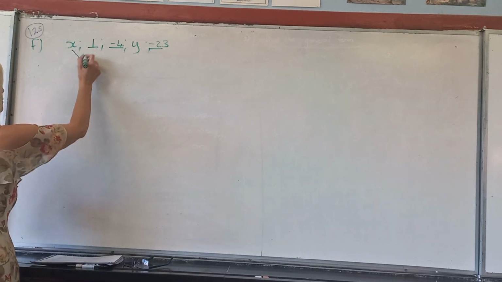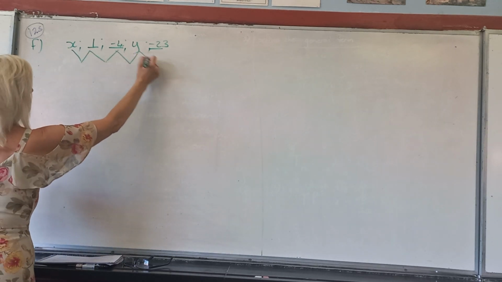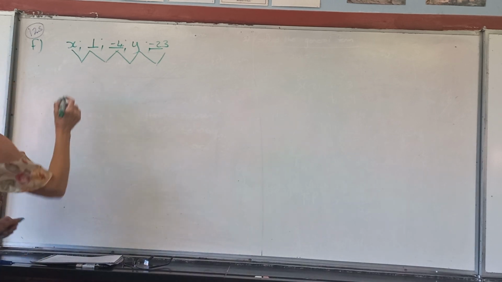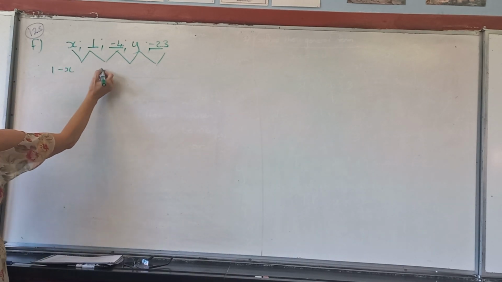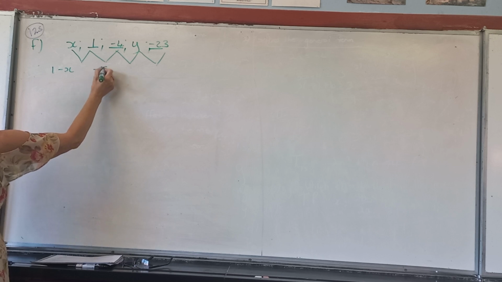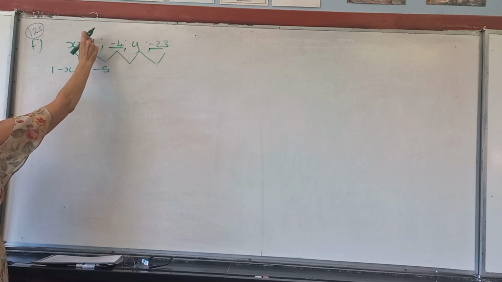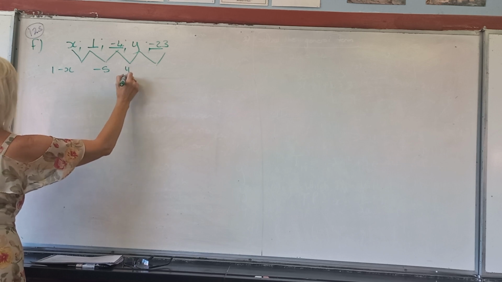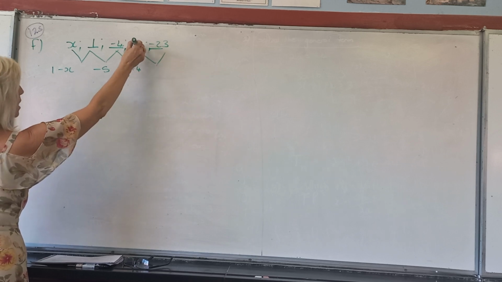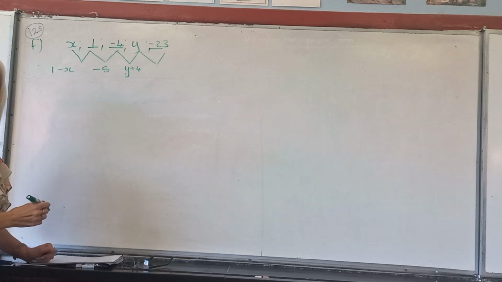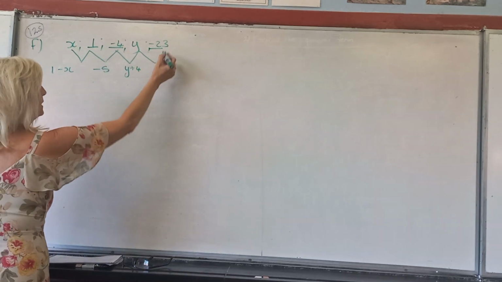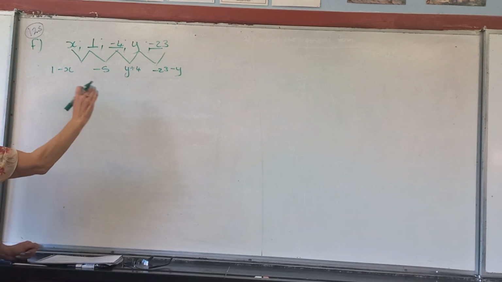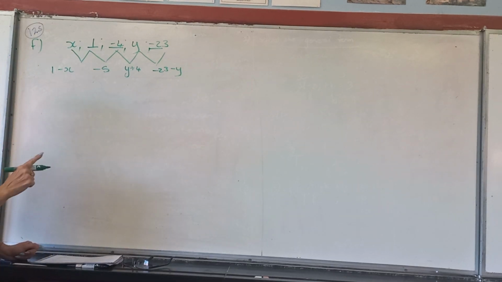You have to always do first differences and second differences. First differences: 1 minus x, then -4 minus 1, which is -5, then y minus -4, which is y plus 4, and then -23 minus y. Do they have a relationship? No. Nope. It's first differences.